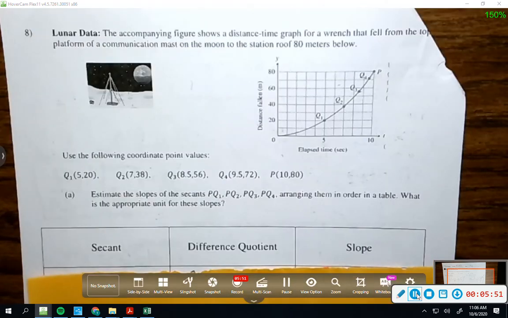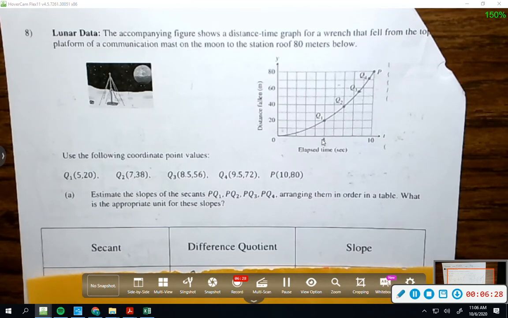For this next problem, they want us to estimate the slope of the line segment drawn from point P to point Q sub 1, then from point P to point Q sub 2, point P to Q sub 3, point P to Q sub 4. In the book, they wanted you to approximate it. They did not give you the coordinates for these 4 points Q sub. I just gave you these values, so all of our answers will match. Okay, and point P we can clearly tell is 1080.